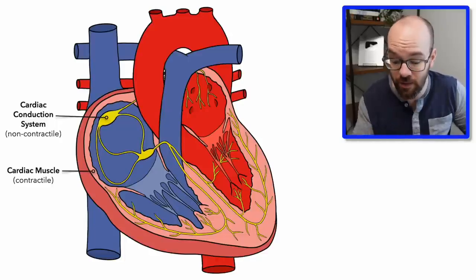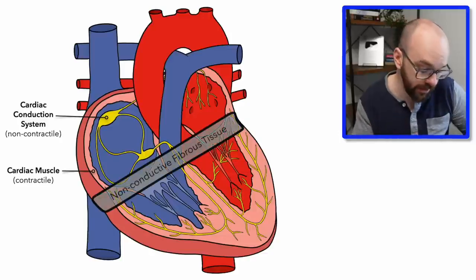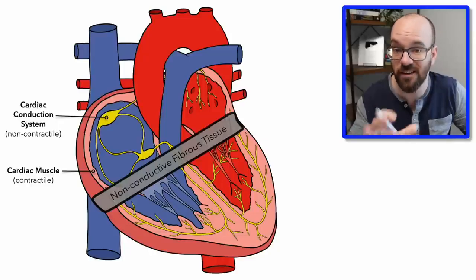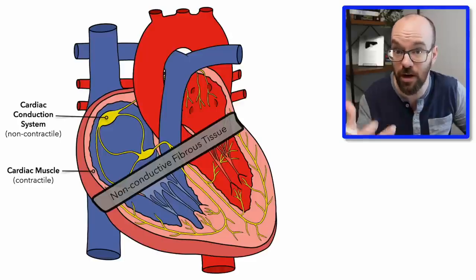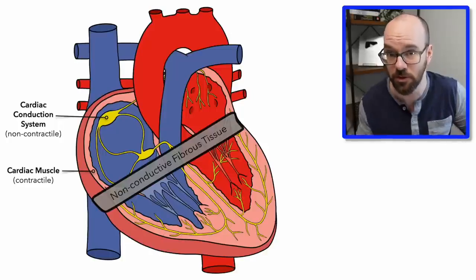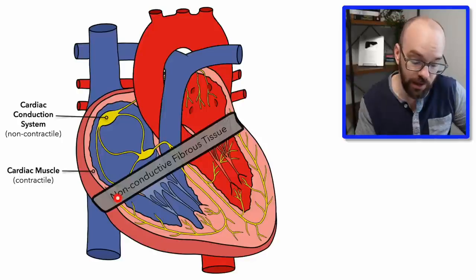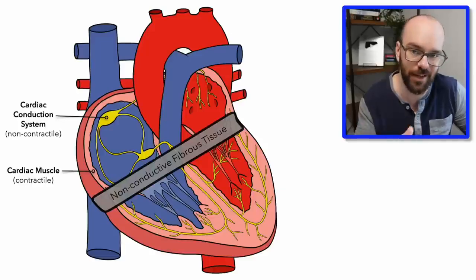Now there is some non-conductive tissue in the heart, and that's going to be the fibrous tissue, which is going to run from the atrial floor between the atrium and the ventricles. Now the fact that this fibrous tissue right there is non-conductive is very important. We don't want the atria and the ventricles to be contracting at the same time. We want the atria to contract and push the blood into the ventricles, and then the ventricles to contract and push all that blood out of the heart. If this tissue right here was conductive, then we would have the atria and ventricles contracting at the same time. Wouldn't be good.